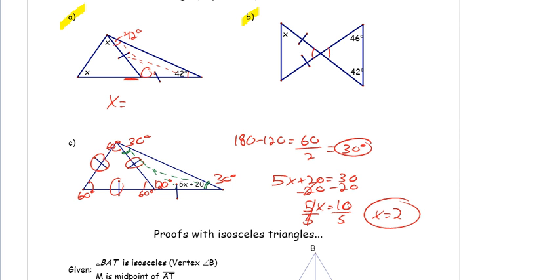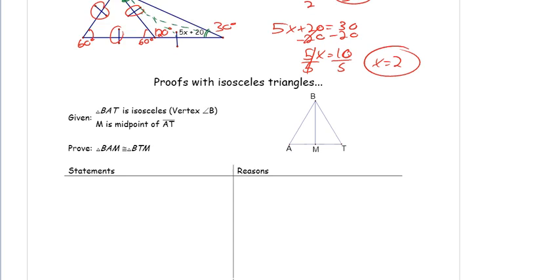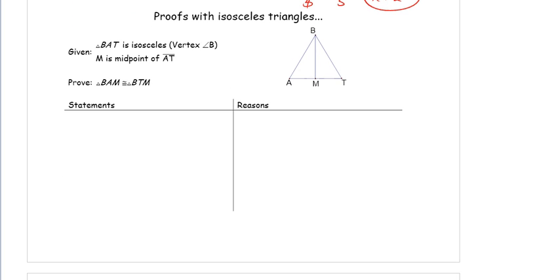Okay. So again, across from those congruent sides are congruent angles. Across from congruent angles are congruent sides. Let's take a look at one proof with isosceles triangles. Okay.